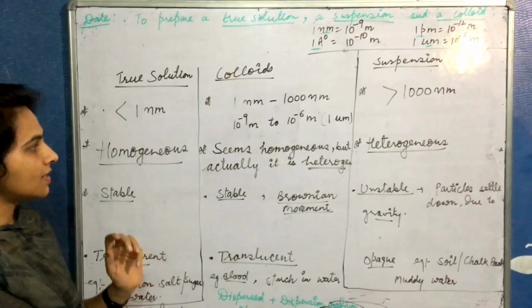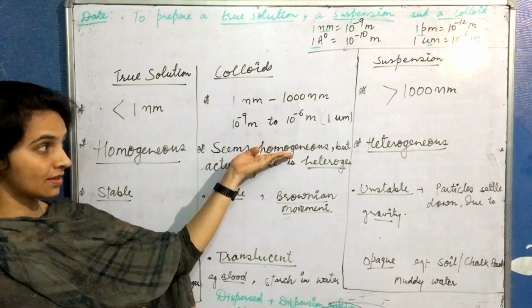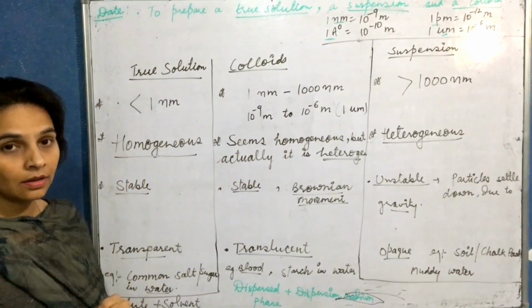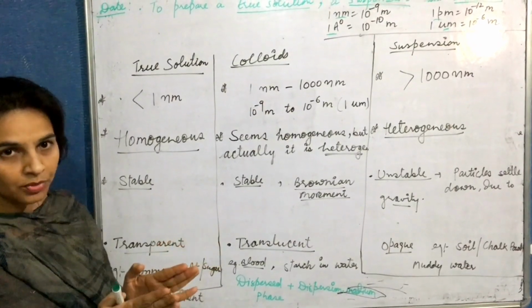While in case of colloids, it seems homogeneous. For example, milk, blood, it looks like homogeneous.